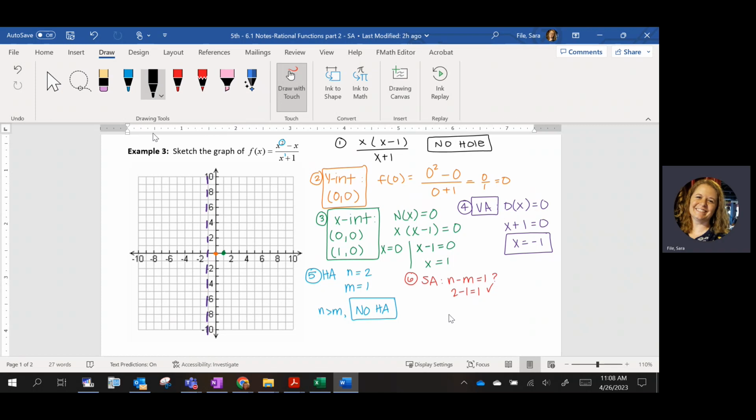You can look at your step sheet to see what it tells you to do. You can do long or synthetic division, and you should get what? What type of equation should we end up with? Linear. Okay, it should be a line, just y equals mx plus b form, right? So synthetic, I think, is easier. So I'm going to show you with synthetic.